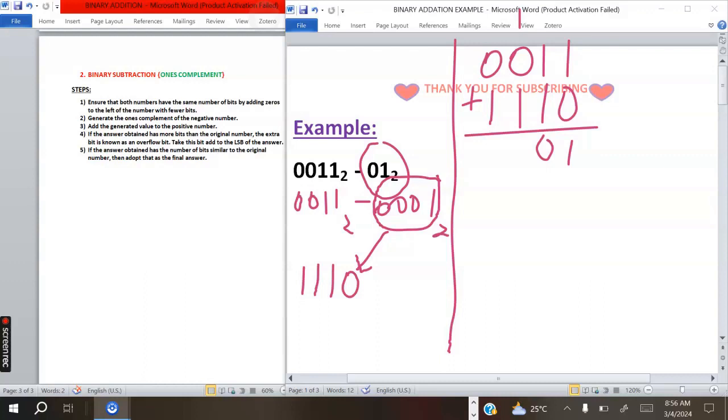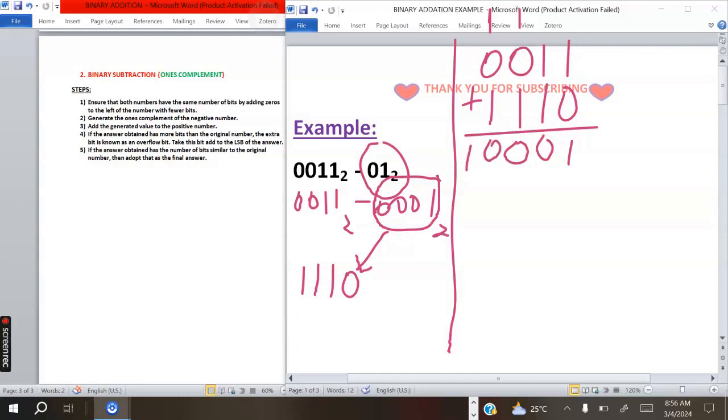So we have 1, 0, 1. 1 plus 0 plus 1 is equivalent to 1, 0. Therefore, you write these as 0. Then you carry 1 to this point. 1 plus 0 plus 1 is equal to 1, 0.